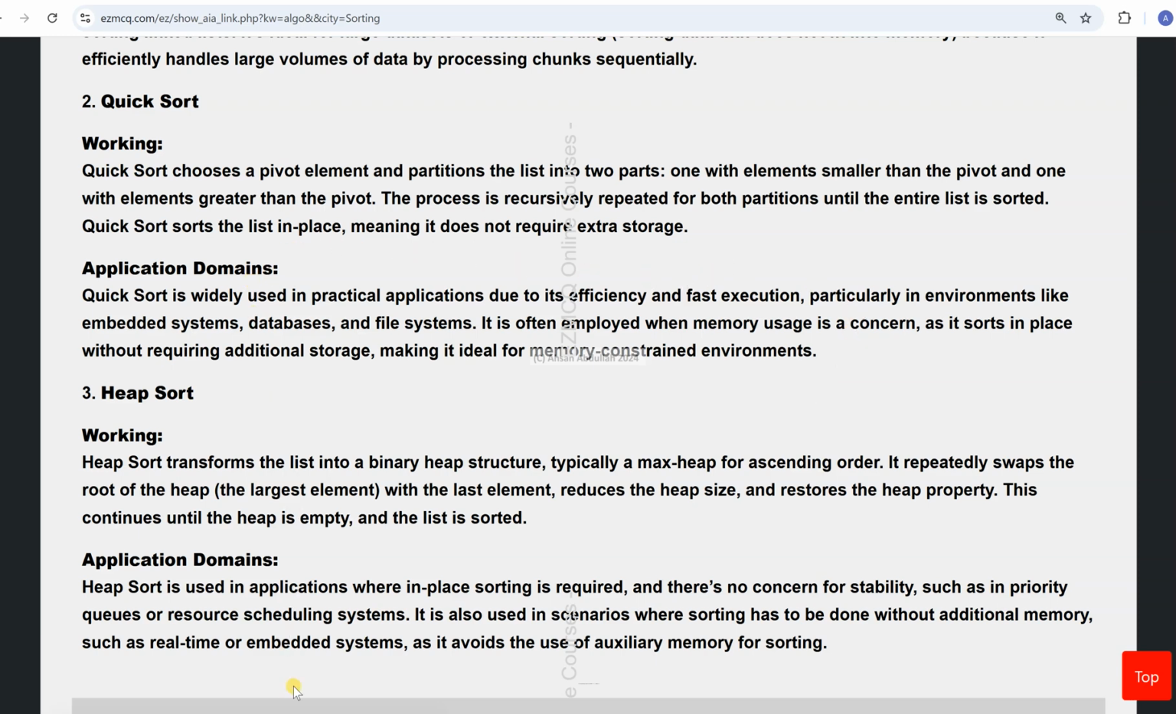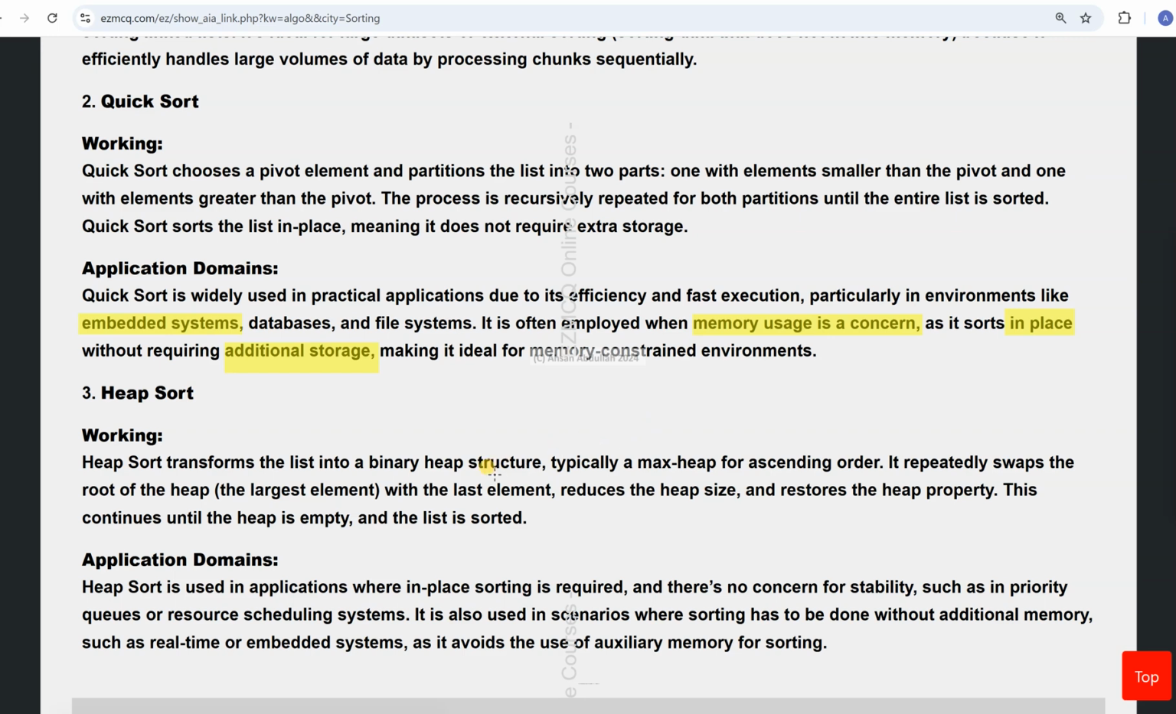So what are the application domains of quick sort? Environments like embedded systems. Why? Because it does not require a lot of memory, right? Database and file systems, where memory usage is a concern. When memory is at a premium, then quicksort is a good option because it sorts in place. It does not require additional storage. Usually we can figure out the application domain. For example, if I'm using some very small machine, maybe a Raspberry Pi, then I'm probably better off using quicksort because it does not require a lot of memory.